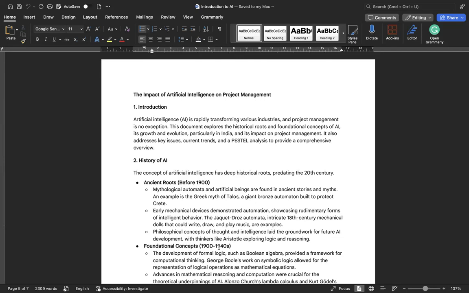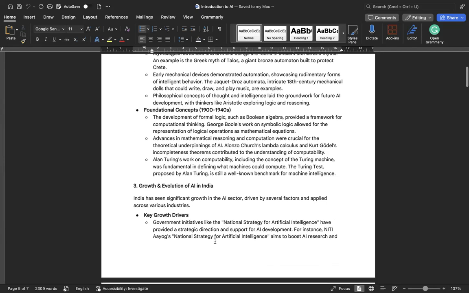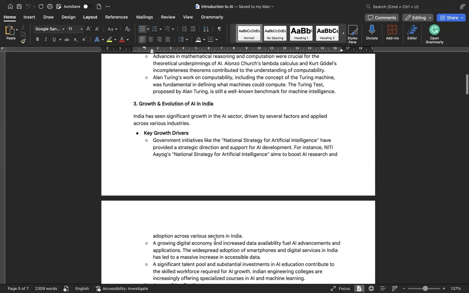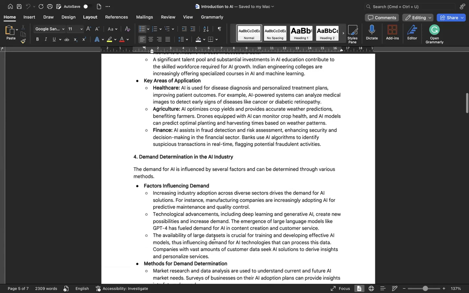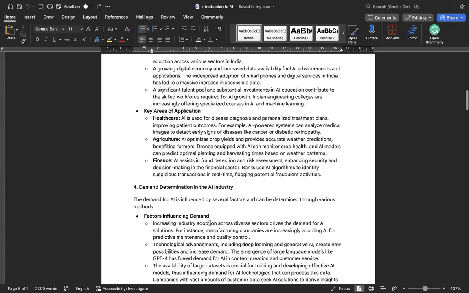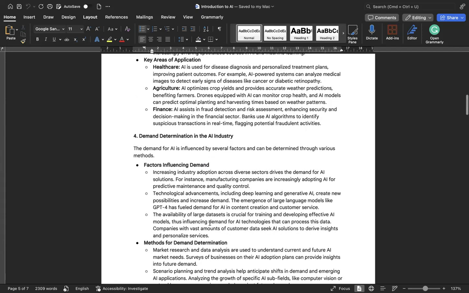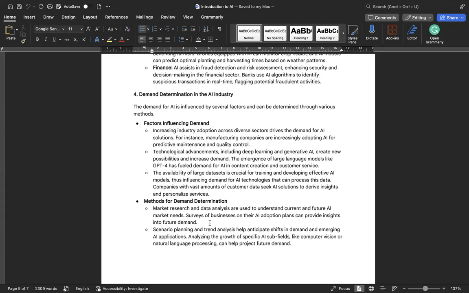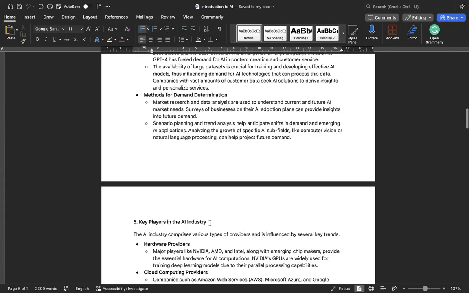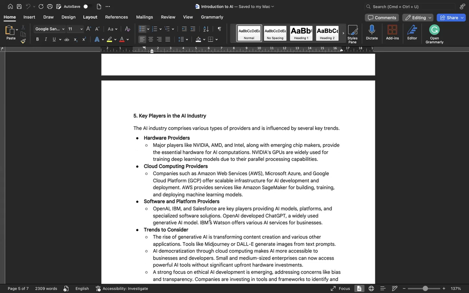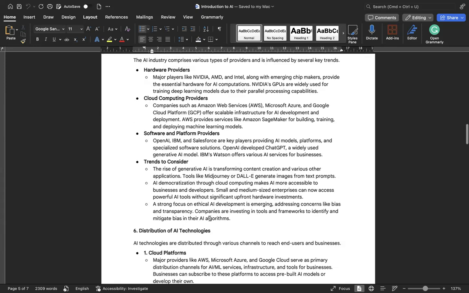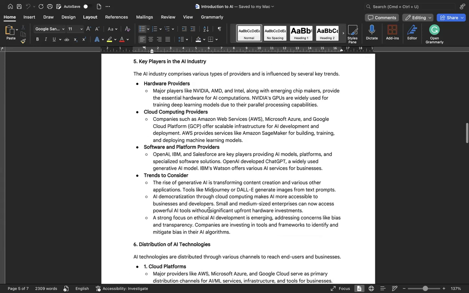Initially we discussed a small introduction and a brief history of AI and how it has grown, and how AI has evolved in India, and what the key areas of application are: healthcare, agriculture, finance, everywhere. For demand determination in the industry, we found out the factors which influence demand, the methods we can use for demand determination, and the key players. Then we discussed the key players in the AI industry: hardware providers, cloud computing providers, software and platform providers, and trends to consider.